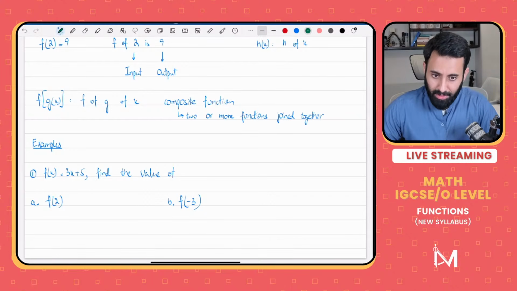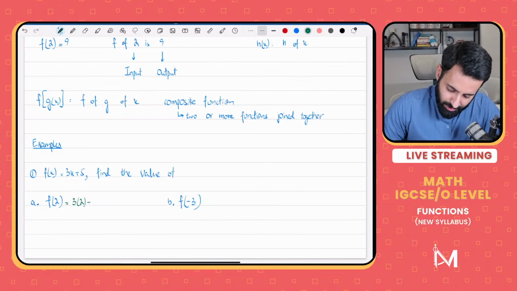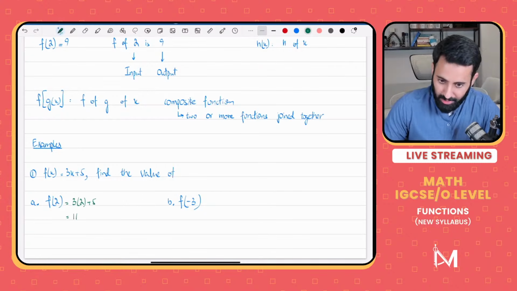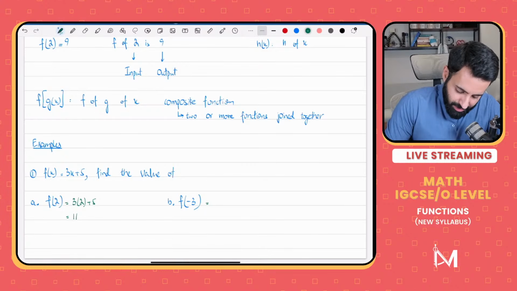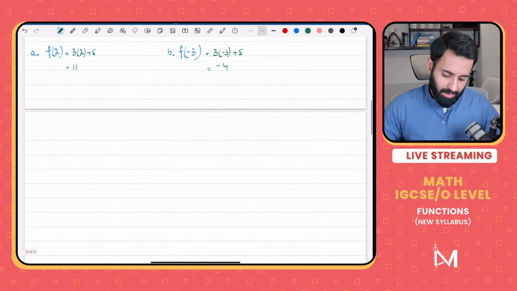So f of 2 basically means that we plug in 2 in the function. So f of 2 means 3 times 2 plus 5. So that's 6. 6 plus 5 is equal to 11. That's the answer. f of minus 3 means that I simply plug in minus 3 into the function and then simplify. So that's minus 9 plus 5, which is equal to minus 4. Yep, easy. Like I said, just to get things going.